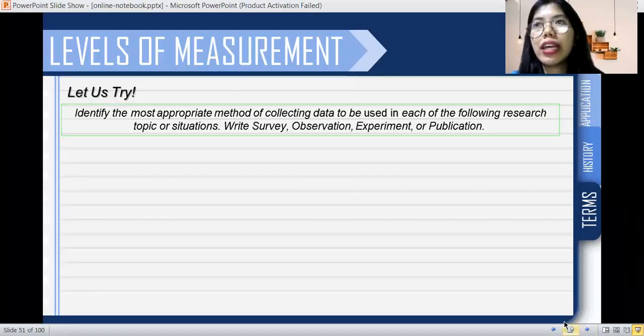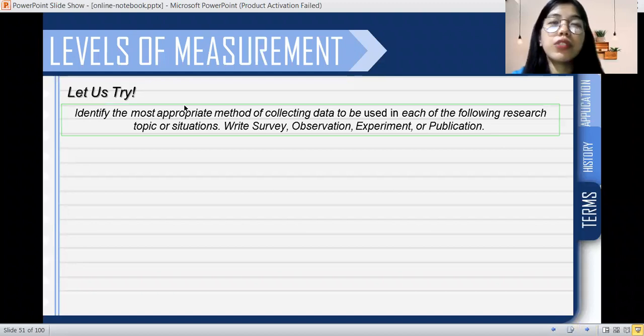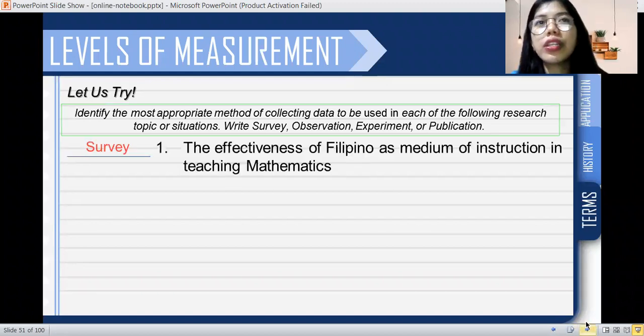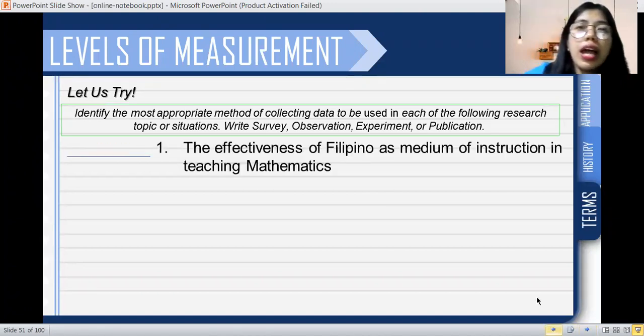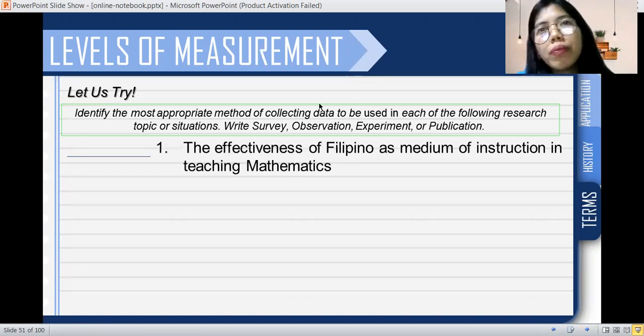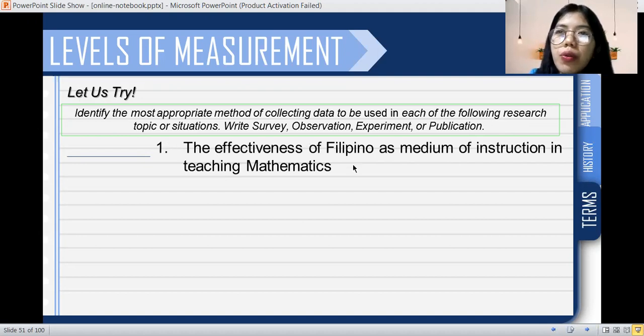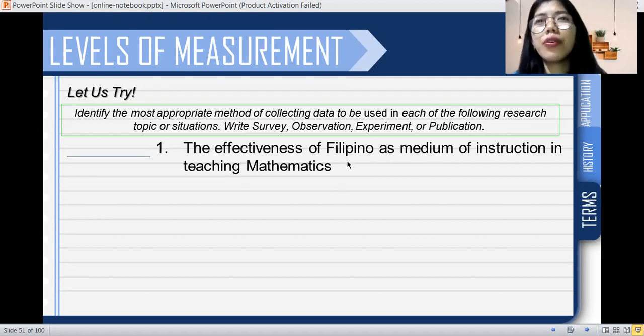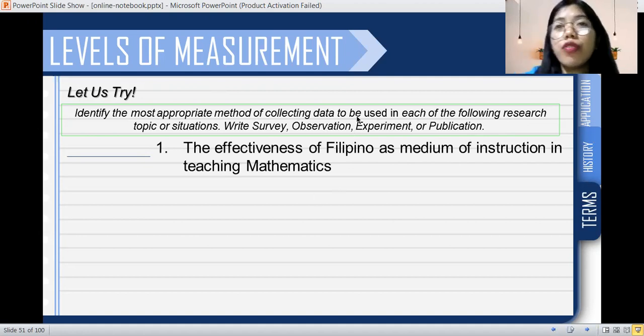Now, let's try again. Again, you can pause this video to answer this part. Identify the most appropriate method of collecting data to be used in each of the following research topics or situations, right? Survey, observation, experiment, or publication. Now, the first one, the effectiveness of Filipino as a medium of instruction in teaching mathematics. Ano kaya yung pinaka-appropriate na method to gather the information of the effectiveness?